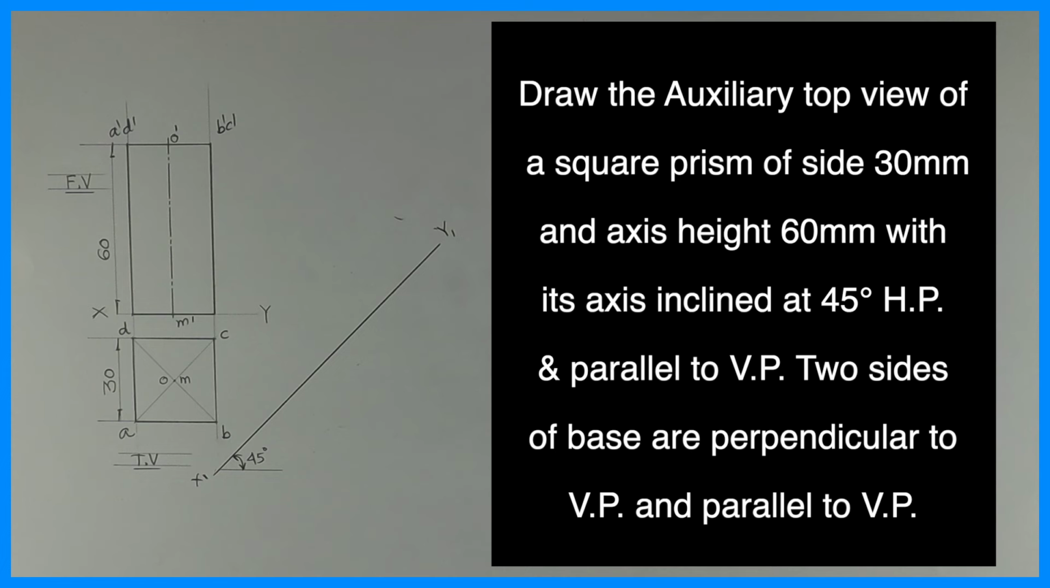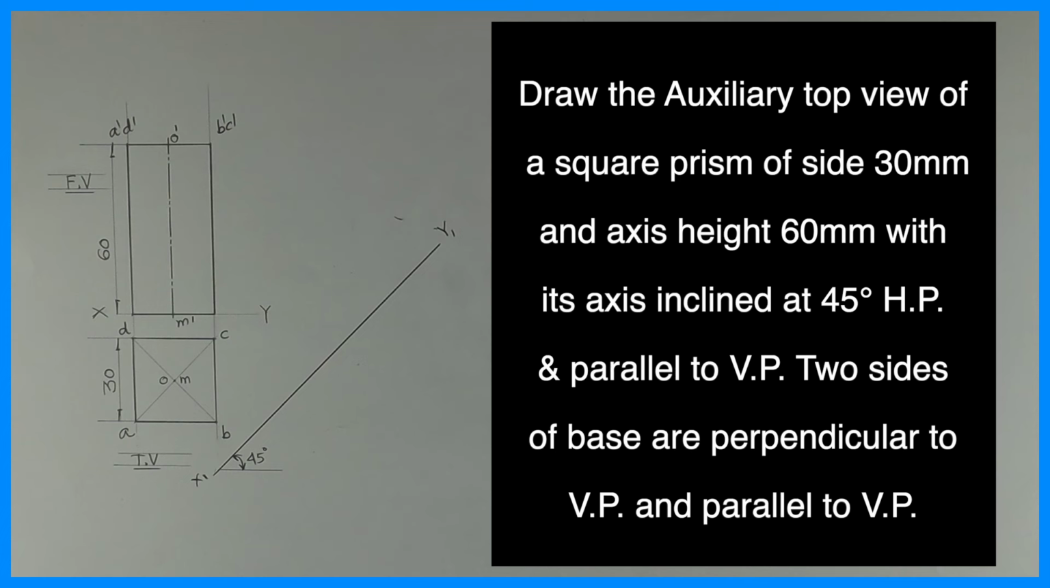Welcome to Technical Drawing. Today we're going to draw the auxiliary top view of a square prism. If you read this sum, they've given: draw the auxiliary top view of a square prism of side 30 mm and axis height 60 mm with its axis inclined at 45 degrees to HP and parallel to VP.